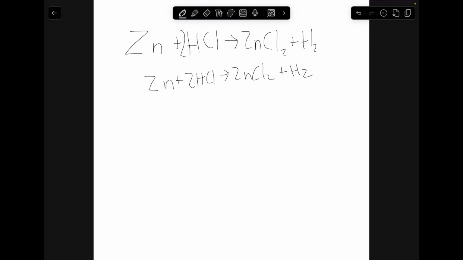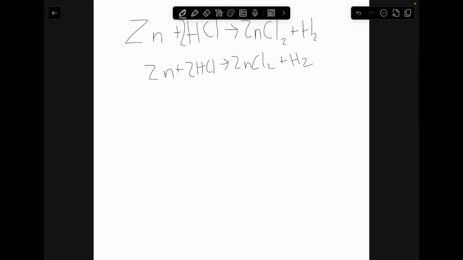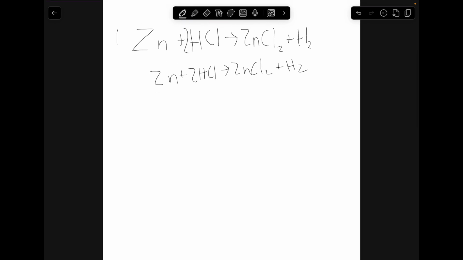To transition from zinc to hydrogen, we have to find the mole ratio. I chose this mole ratio by looking back at the coefficients in our balanced equation. Since there is an invisible 1 right here, and there is a visible 1 in front of the H2, our ratio is simple, just 1 to 1.